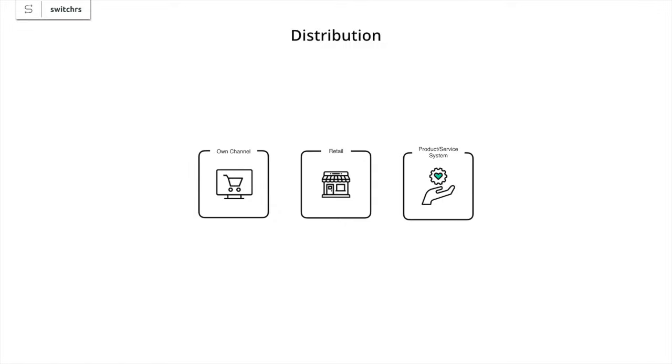Your own sales channels would be exclusive dealers or online platforms. Retail would be the more general car sales. And then a product service system could be that you, instead of selling the car, develop a car sharing platform on which you can put your car as a service.